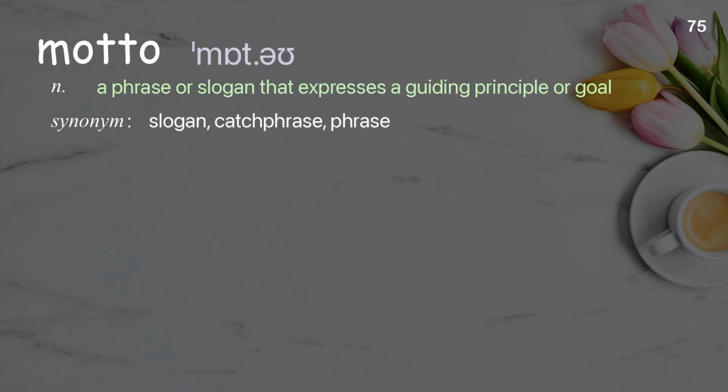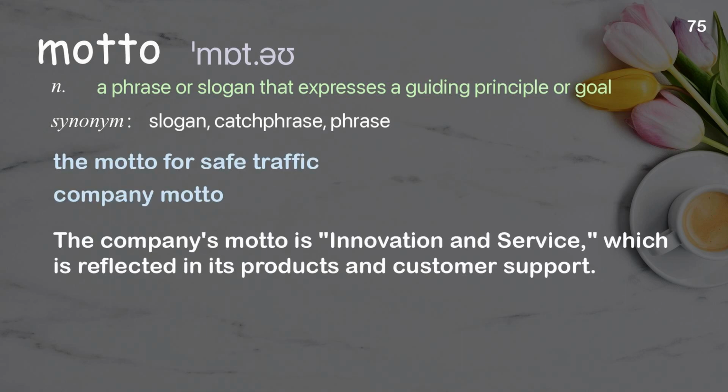Motto. A phrase or slogan that expresses a guiding principle or goal. Examples: the motto for safe traffic. Company motto. The company's motto is innovation and service, which is reflected in its products and customer support.